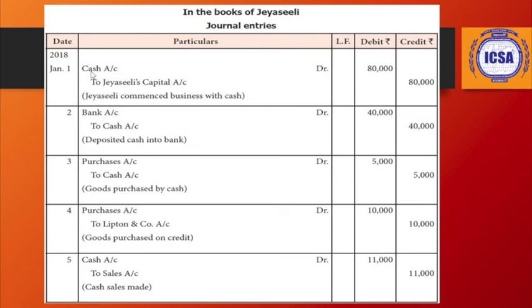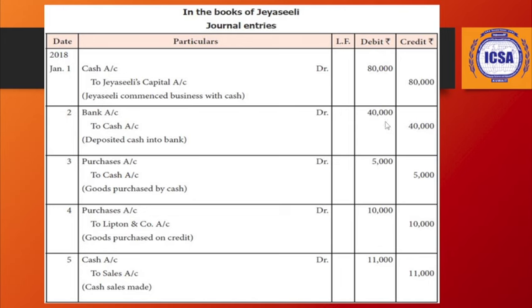Cash asset will increase by 80,000, and how is this 80,000 generated, there is the reason. This 80,000 is generated by the capital investment of 80,000. So here is a brief narration of the entry: ICSA commenced business with cash. So 80,000 is mentioned on both sides in every transaction, because a transaction is recorded from both the debit aspect and the credit aspect, so the same amount is written on the debit side and on the credit side.